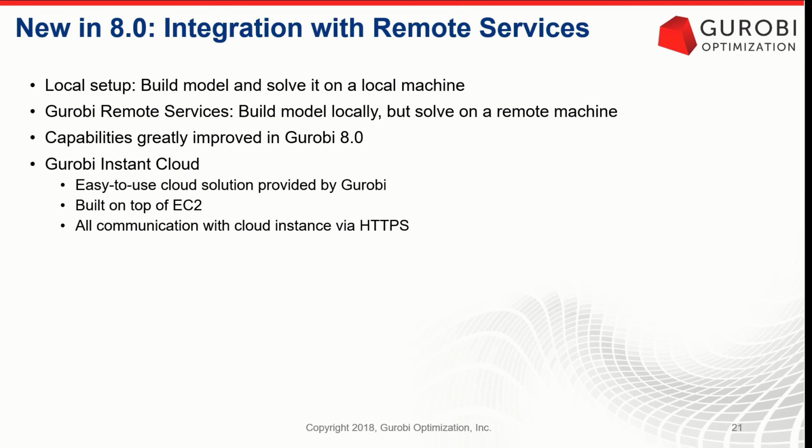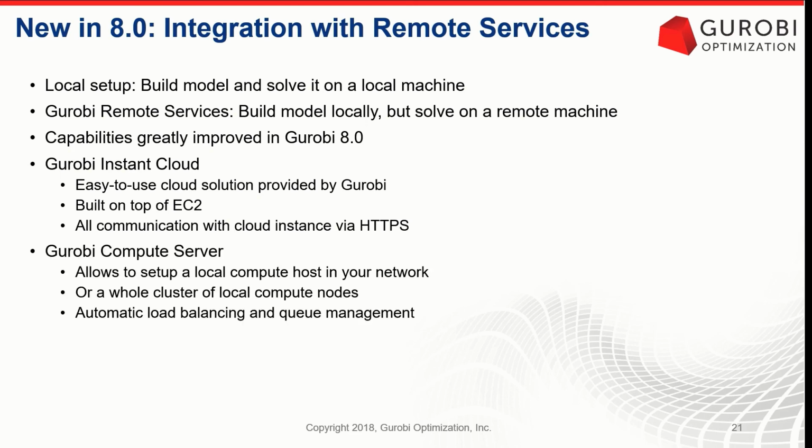So there are 2 flavors of these remote services. One is our instant cloud service, which runs on top of Elastic Cloud from Amazon. And here the communication just runs via HTTPS. The other remote service possibility is running a Gurobi compute server in your local network. So you can actually form a cluster of compute nodes in your network to which you submit your optimization problems as jobs, and all the details like load balancing and queue management are done automatically by the compute server.